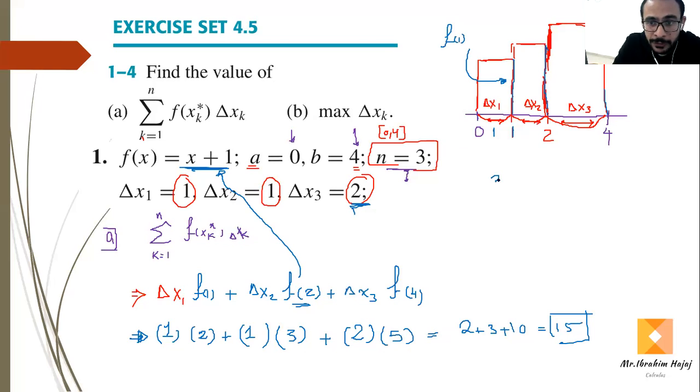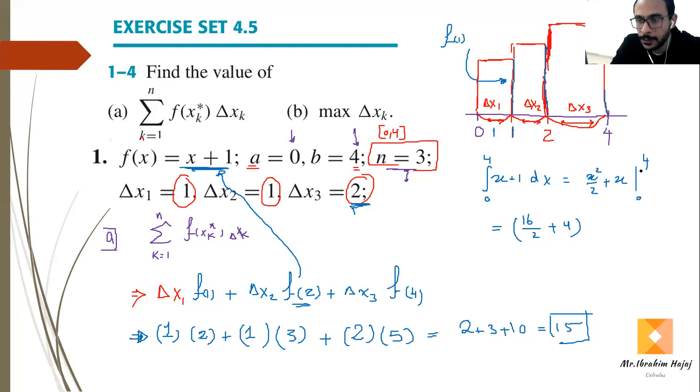And when you integrate x plus 1 from 0 to 4 dx, you get x squared over 2 plus x from 0 to 4. Substitute 4 for x, replace: 16 over 2 plus 4. This is the first parentheses, plugging in 4 minus 0, which is 8 plus 4, which is 12.